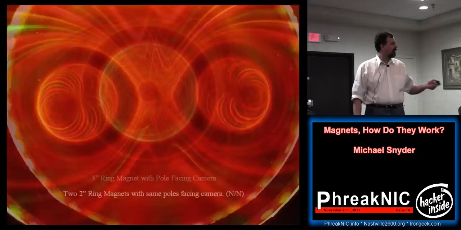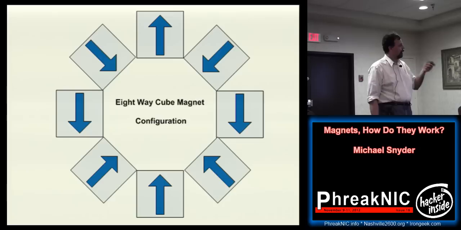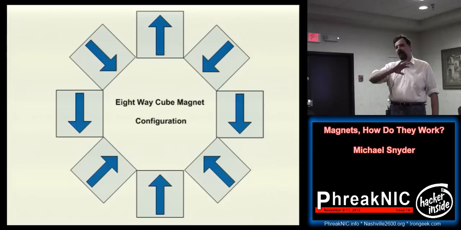Okay, so here's a 3-inch one. Oh, yeah, it gets more interesting. You take the red pill, you stay in Wonderland, you take the blue pill, and you see how far this rabbit hole goes. Okay, this is an 8-magnet configuration that I made for my thesis. These things are very strong, and I was putting a jig together, and my goal was to make a uniform field, and there's a way to use 8 magnets to make a uniform field. I screwed up.